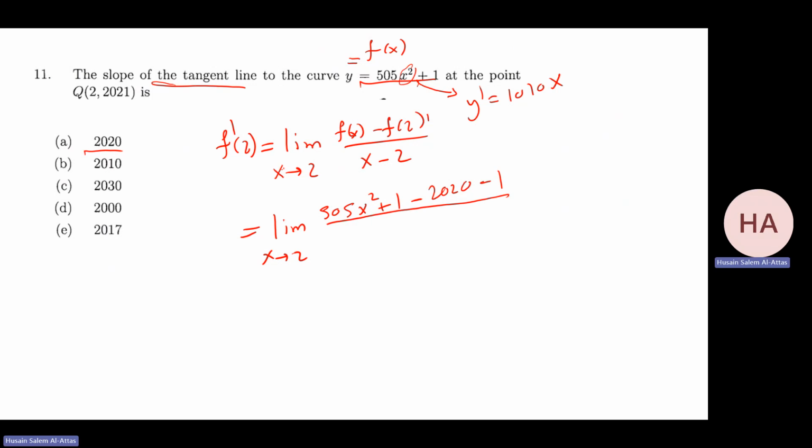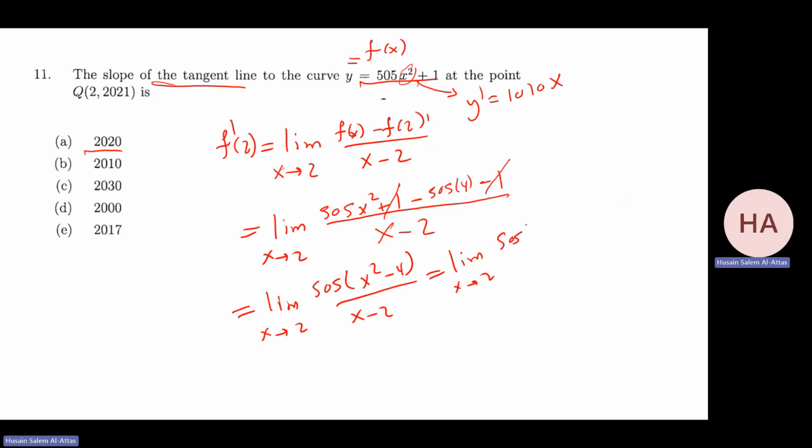Minus 1 over, or you can leave it 505 times 4, since I will take common factor, over x minus 2. This is cancelled. So this will be limit x goes to 2. Take 505 common factor. I have x squared minus 4 over x minus 2. This I have 0 over 0. So I need to deal with the limit 505. This is x minus 2 times x plus 2 over x minus 2. Cancelled. That will be 505 times 4, which is, we know, 220, which is this one.